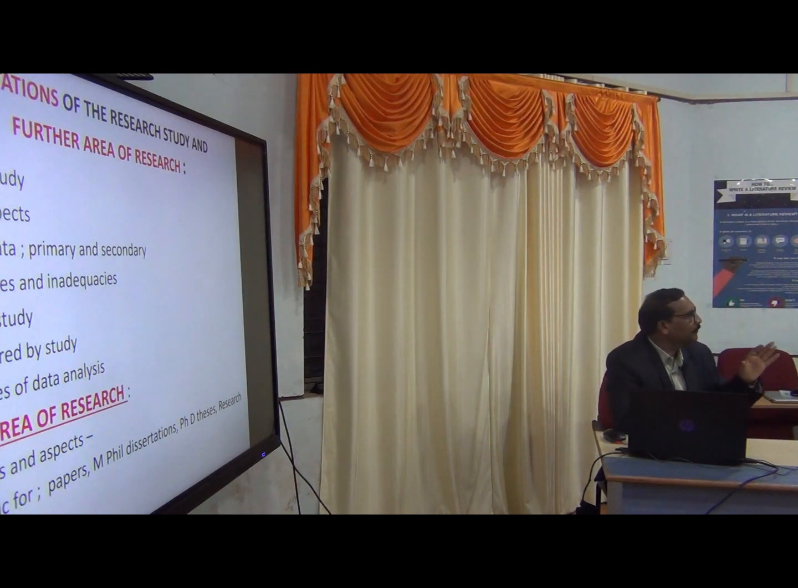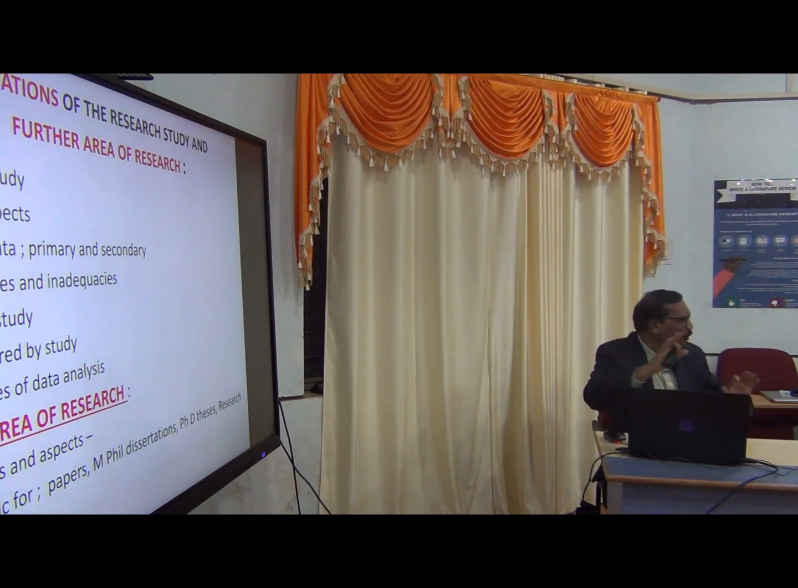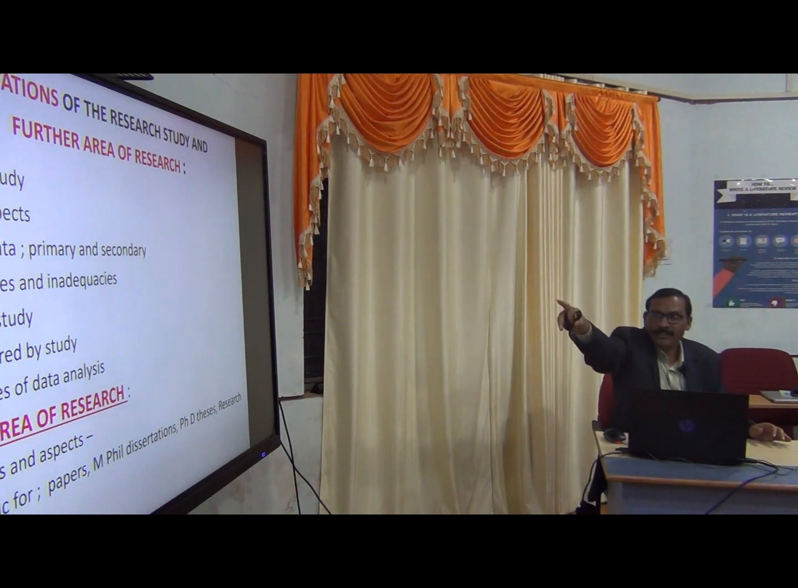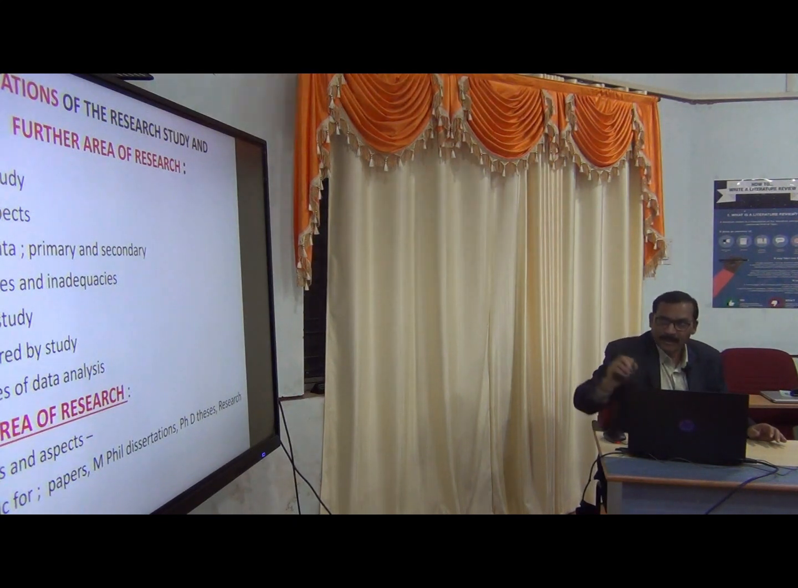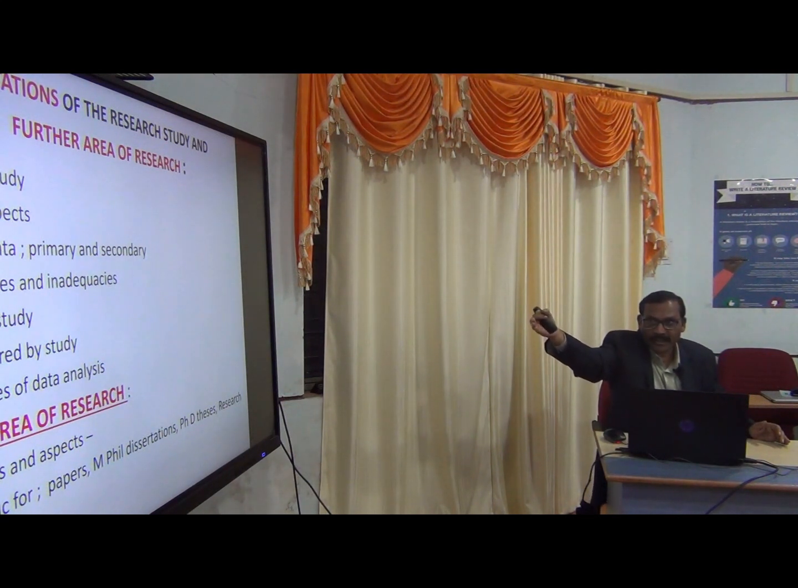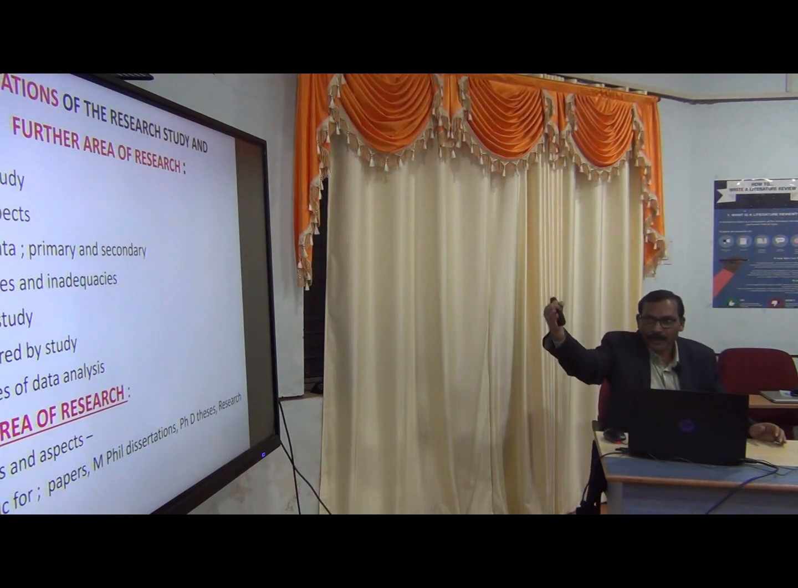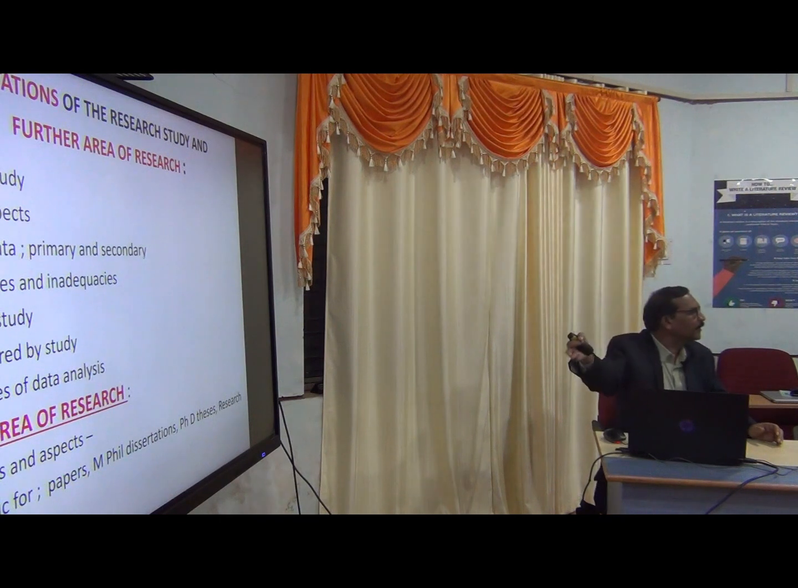In any research, there are always limitations. So don't hesitate to talk about the limitations of your study. In every research, limitations remain. In one research, it is not possible to cover everything relating to the research topic. So limitations can be relating to the period of study, to missing aspects or dimensions, to primary or secondary data, to data sources and inadequacy of the data, to the scope of the study, to the area which is covered or not covered, and to data analysis techniques as well.